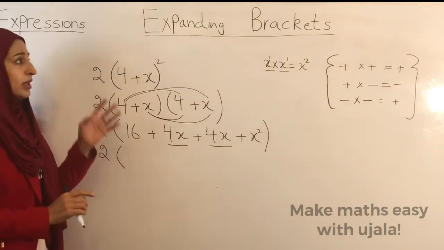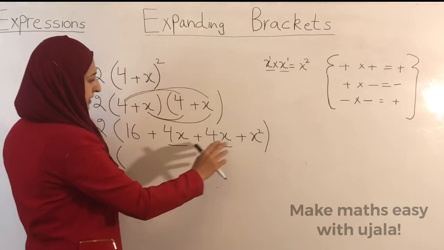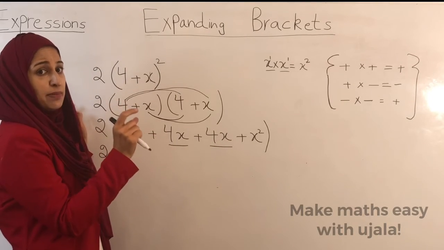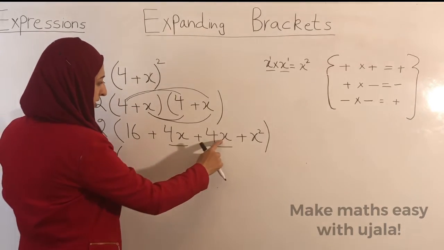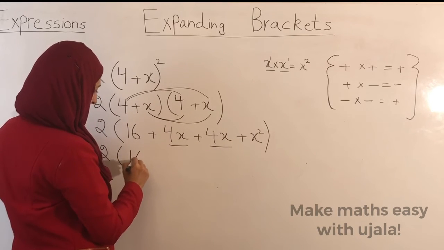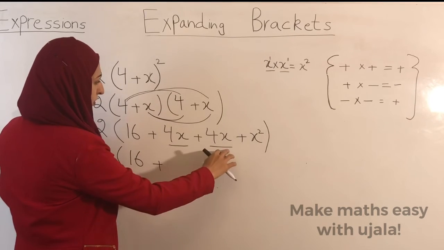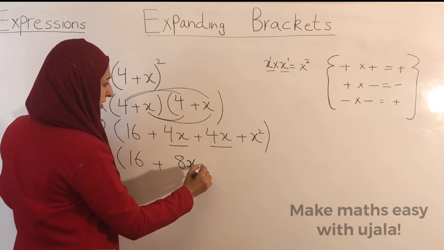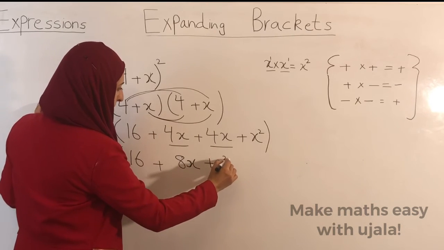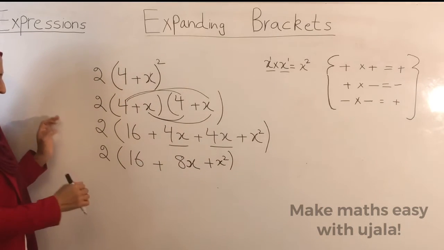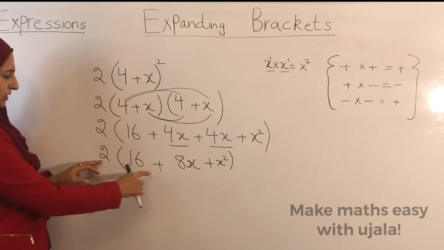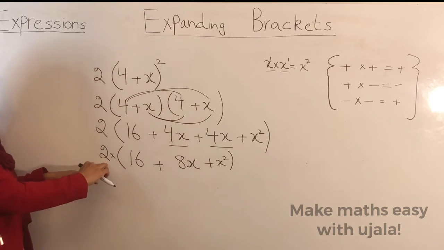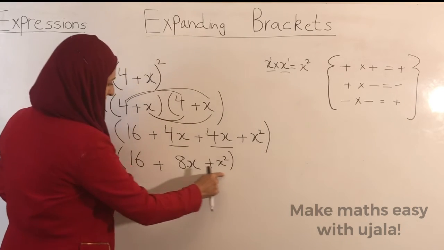Let us do collecting like terms. The rule was you have to look for exactly the same letters. So x and x are the same letters. So 16 plus 4x and 4x, I'm going to add them, 8x plus x squared. In the next step, you have to open this bracket. So how can you open this bracket? You are going to multiply this number with everything inside the bracket.